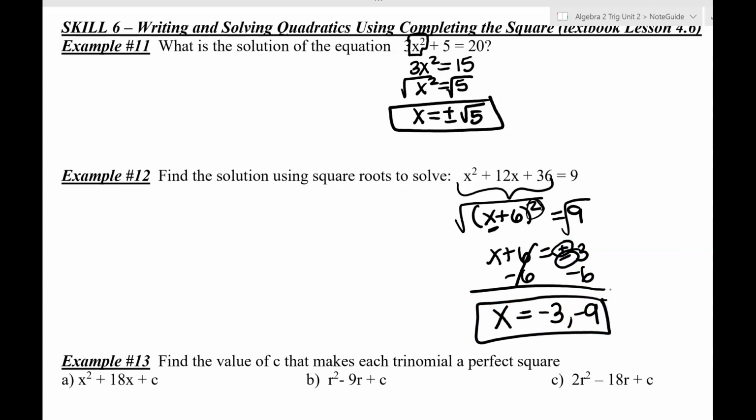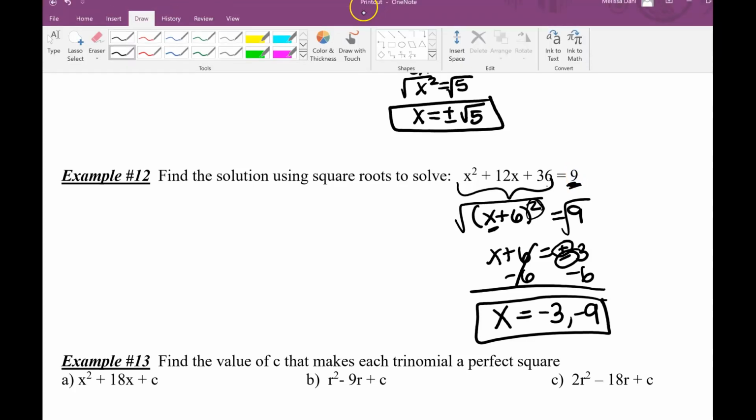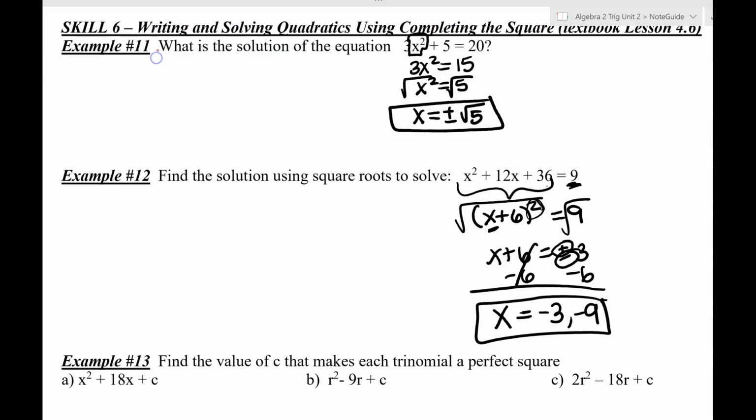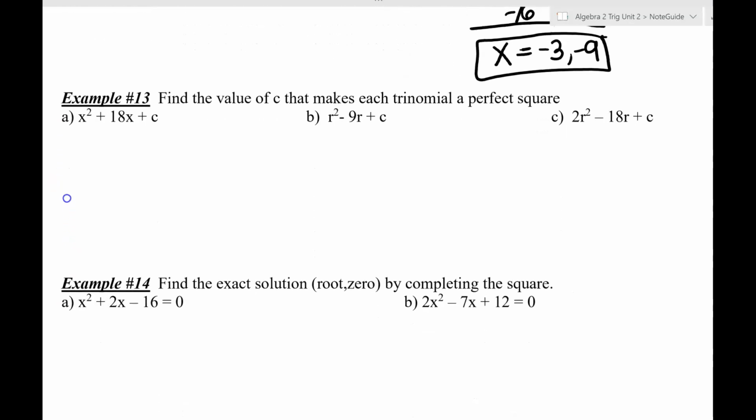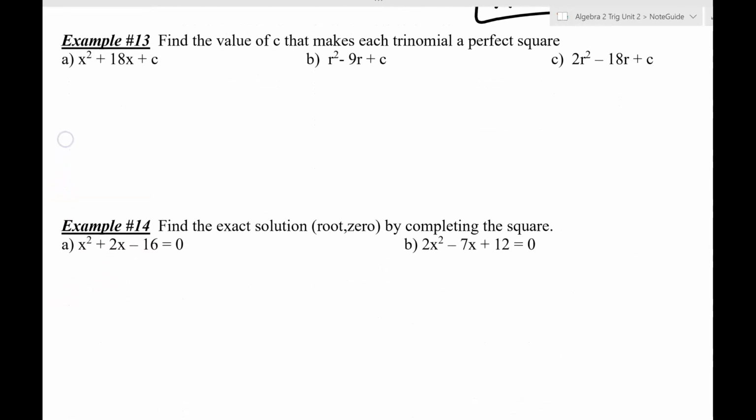So again, this worked so nicely because when I factored it, I normally don't want to factor things set equal to 9, but this only worked because it was a perfect square. So the idea behind completing the square is to take things that are not perfect squares, that don't fit this model, and make them perfect squares so that you can use this model. So what makes something a perfect square?